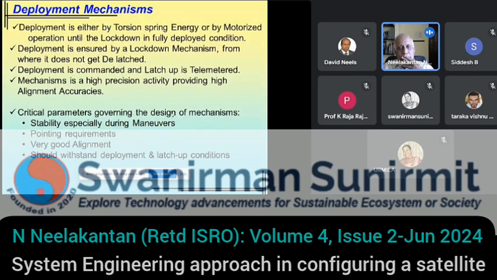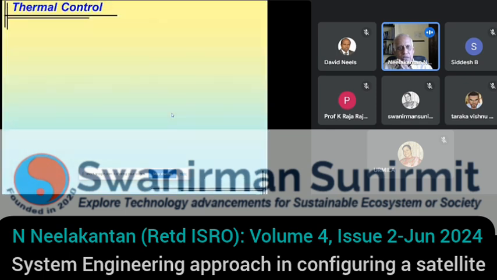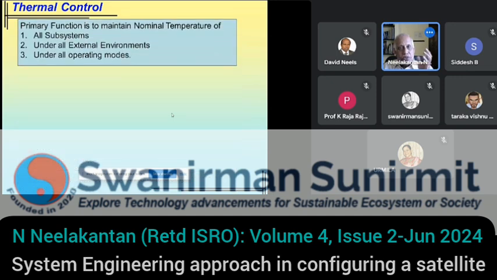These deployment panels are torsion spring loaded, with motorized operation for deployment and lockdown. Critical parameters governing the design of the mechanisms are stability during maneuvers, accurate pointing requirements, high alignment, and withstanding deployment and latch conditions. The thermal control is to maintain the temperatures of all subsystems under all external environments. I will talk about the external environments in my later slides.